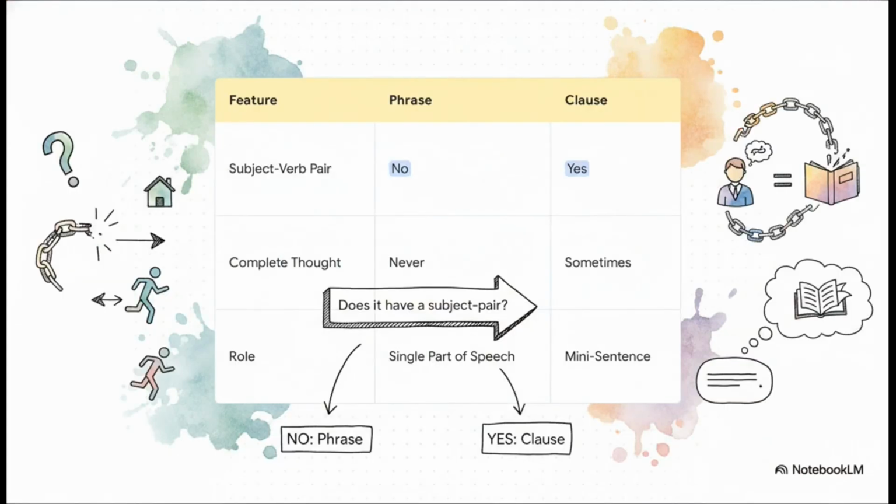All right, time for the showdown. Let's put these two side by side. Seriously, if you remember only one thing from this entire explainer, make it this. The whole difference, everything, boils down to one simple question. Does it have a subject-verb pair? If the answer is no, it's a phrase. If the answer is yes, it's a clause. That's it. That's the secret.